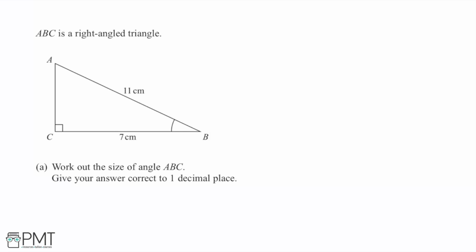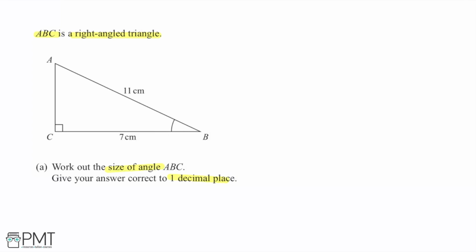So in this question, I have ABC, which is a right-angled triangle, and I'm given the diagram below, and I'm asked to work out the size of the angle ABC, giving my answer correct to 1 decimal place. Now, the angle ABC is going to be the angle between the sides AB and BC, so this angle that we have here is what we're looking to find.